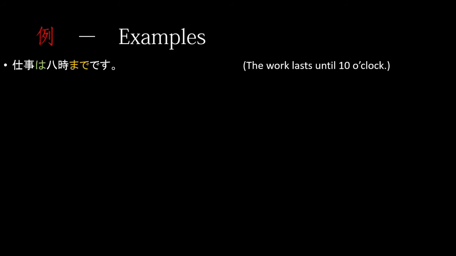Our first sentence, Shigoto wa 8 made desu. The work lasts until 10 o'clock is rather simple. With wa, we have established the topic of the sentence. In this case, it is shigoto or work, and with made, we have put a limit onto it, in a sense, showing the primary use of the particle to mark a boundary to which something is done.